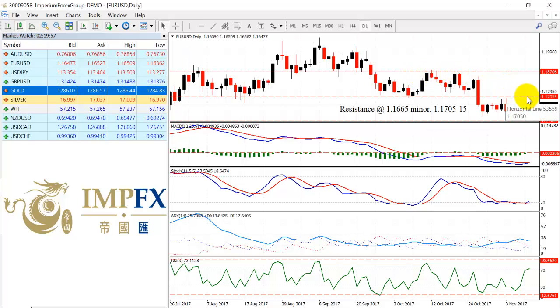Overall, I expect to see a rejection from there. And as you can see from the indication from the MACD, the momentum to the bull case has always been very weak. Therefore, I do expect to see this same pattern continue.